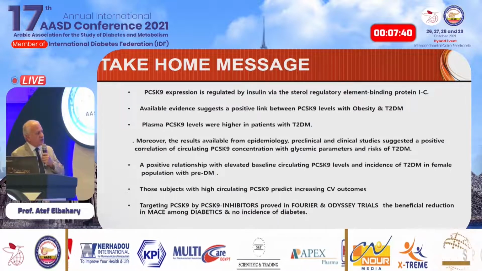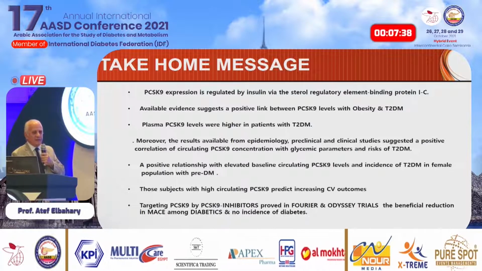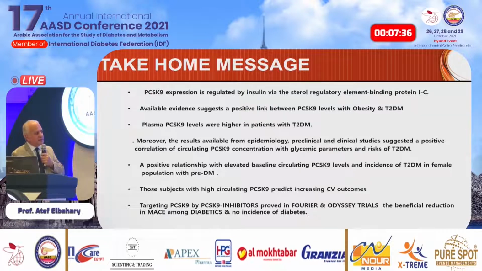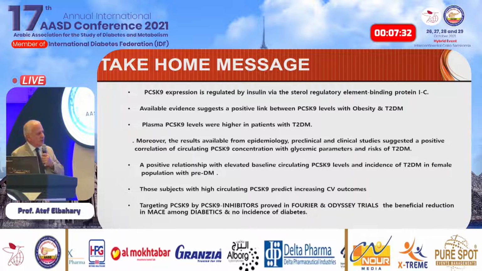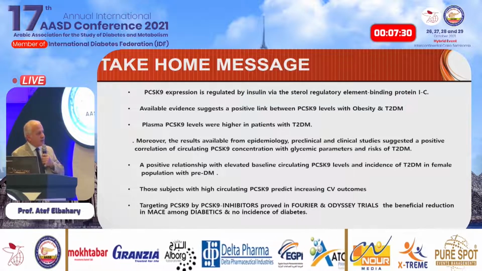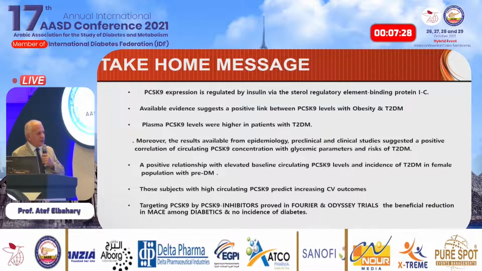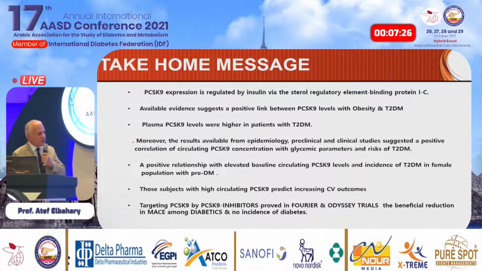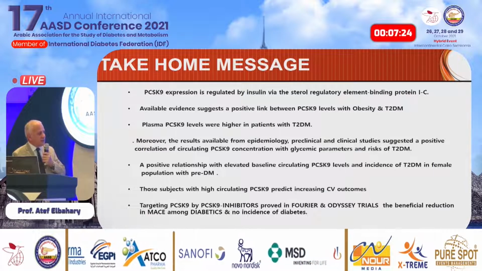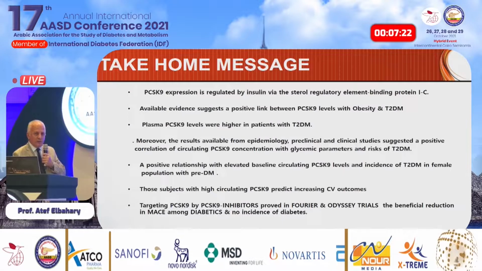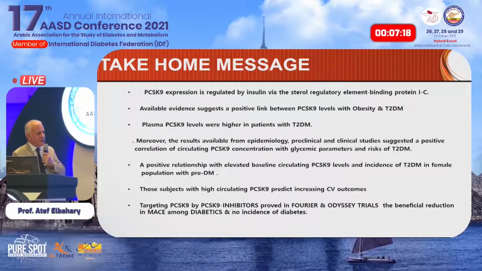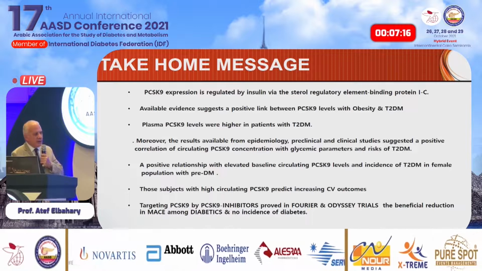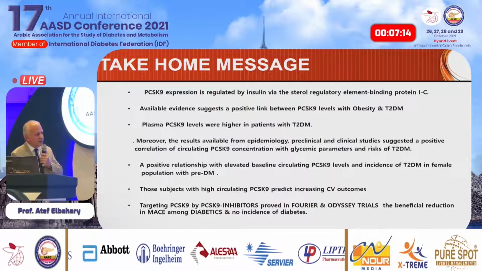A positive relationship with elevated baseline circulating Pcsk9 levels and incidence of type 2 diabetes in female population with pre-diabetes. Those subjects with high circulating Pcsk9 predict increasing the cardiovascular outcomes, and targeting the Pcsk9 by Pcsk9 inhibitors showed proof in Fourier Odyssey trials the beneficial reduction in MACE among diabetics and no incidence of diabetes.